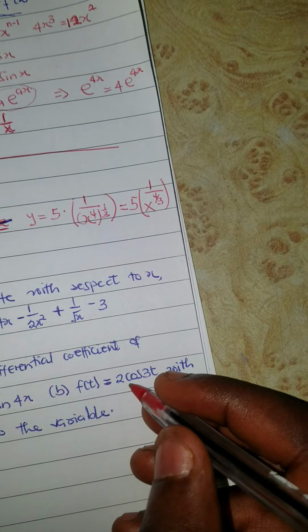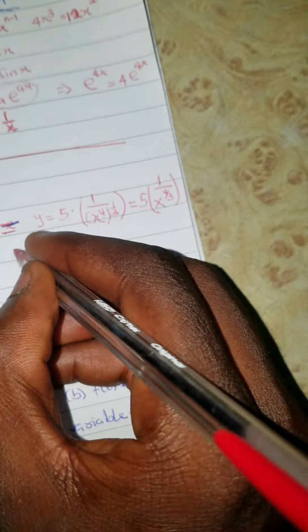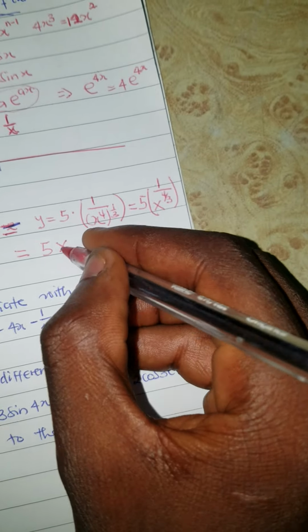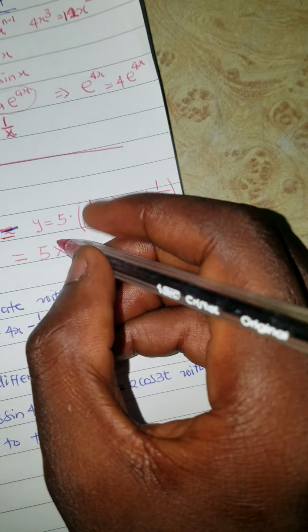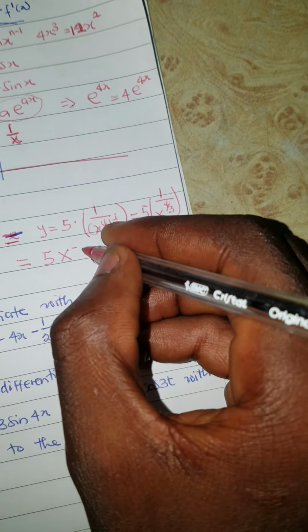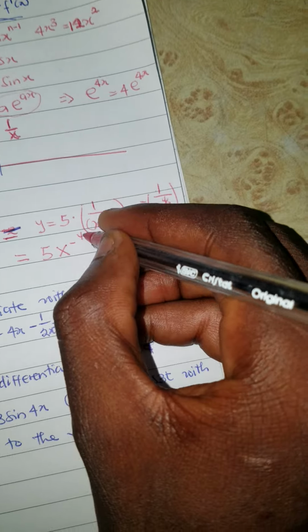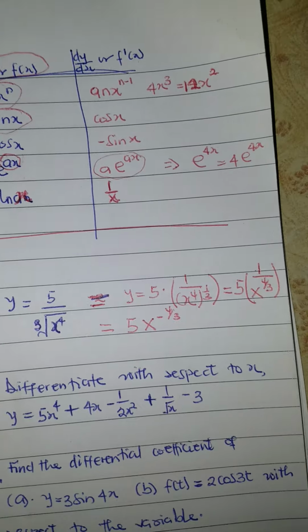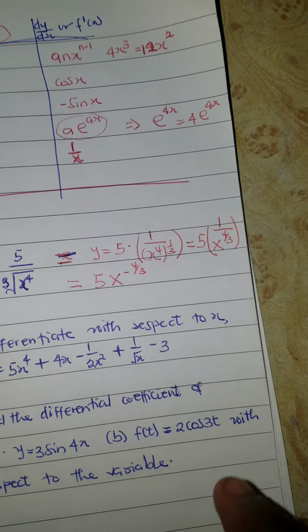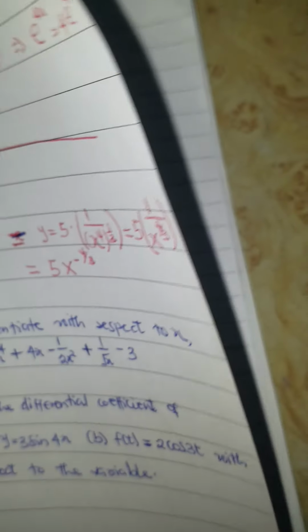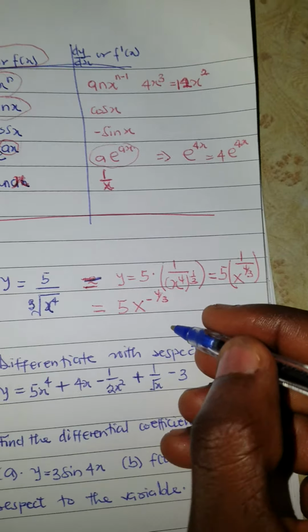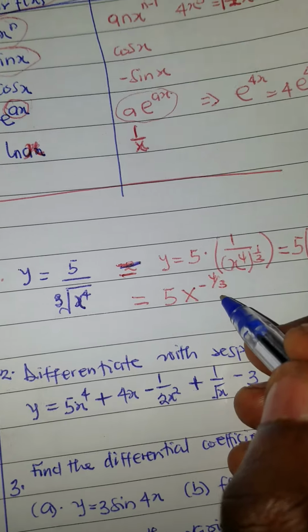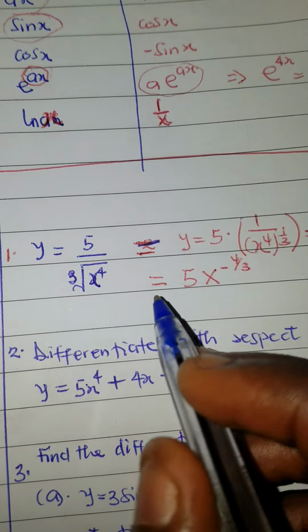5x raised to the power 4 over 3 can be changed to 5 multiplied by x raised to the power minus 4 over 3. This is indices, and I am not going to waste time on this. Please, if you don't understand indices, go back to indices and revise them. You will understand this is just indices.